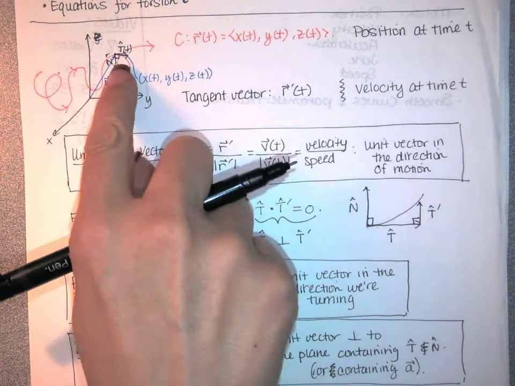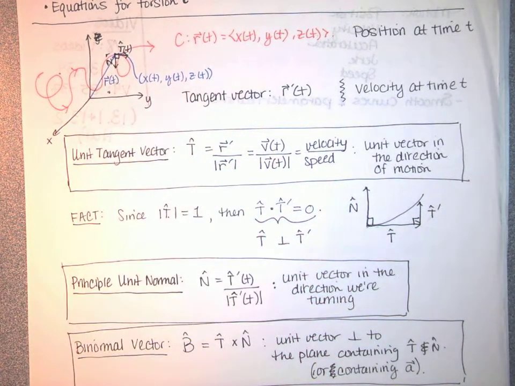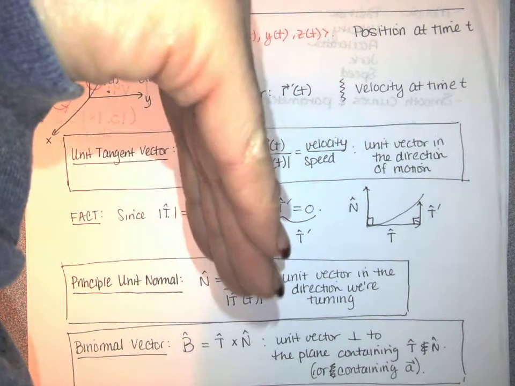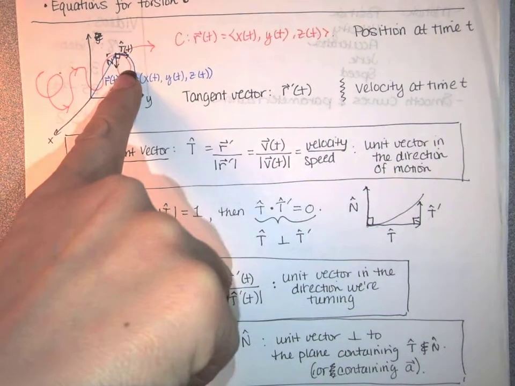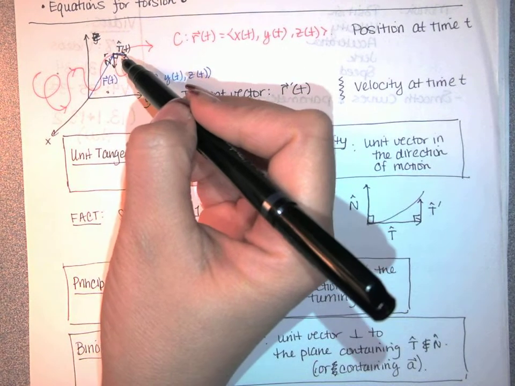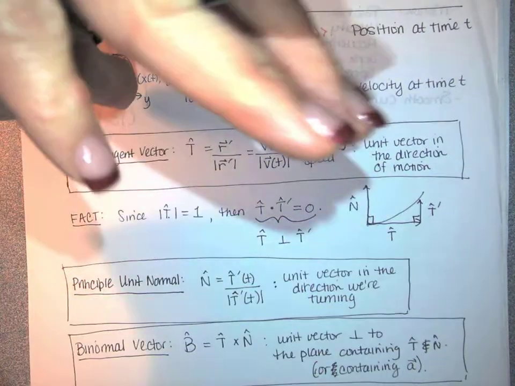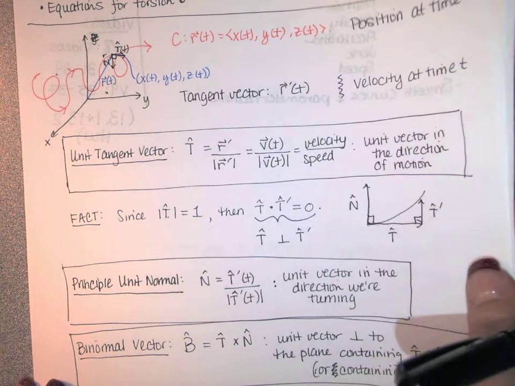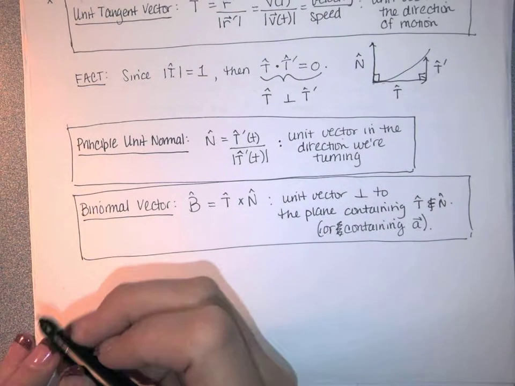Okay, so it looks like this. There's t hat, there's n hat. Then by the right hand rule, I put my fingers toward t hat, I curl them towards n hat. Because of the way I've drawn this picture, b hat is going into the page. By the right hand rule, my thumb is going to go into the page, so b hat is going into the page.